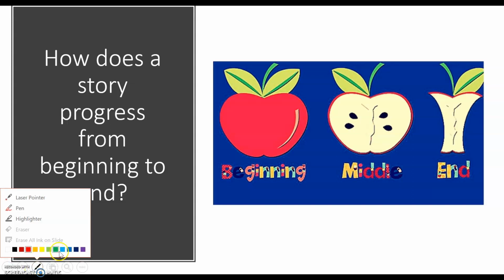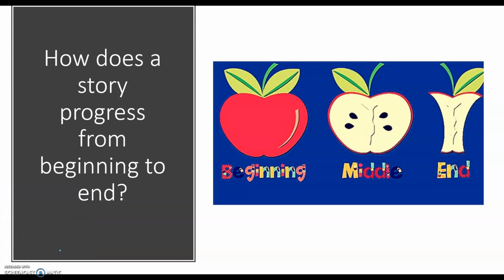Your lesson essential question is, how does a story progress from the beginning to end? So we'll be talking about the progression of a story from the beginning, when the characters, the setting, and the problem are introduced, through the middle as the characters act and react to the problem, all the way to the end when the problem is solved.